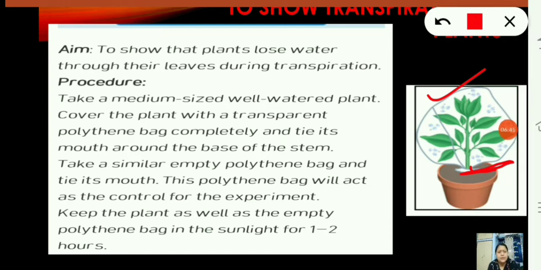The next step is to take a similar empty polythene bag and tie its mouth. This polythene bag will act as the control for the experiment. Keep the plant as well as the empty polythene bag in the sunlight for 1 to 2 hours. One polythene bag is without a plant, another polythene bag has covered the plant. Both have to be kept outside in the sun for 2 to 3 hours, then we need to observe what changes we find.